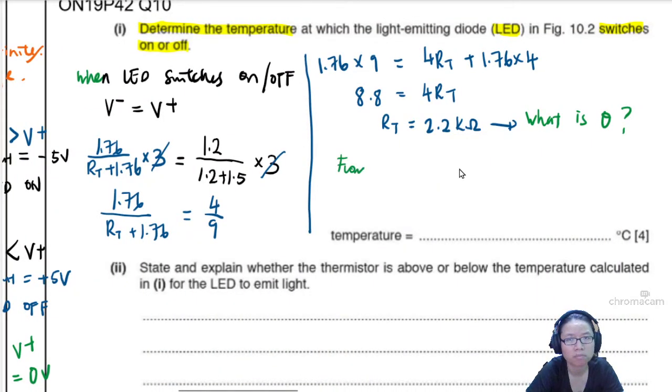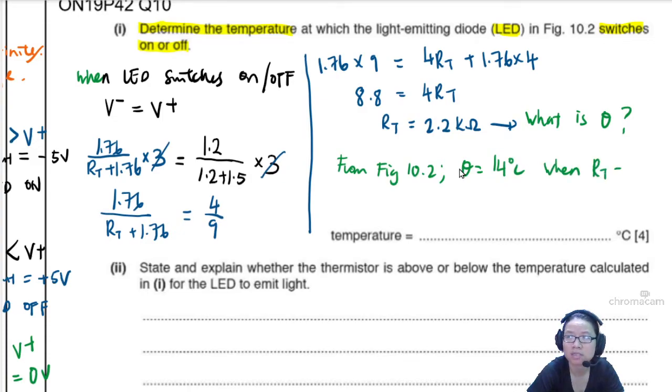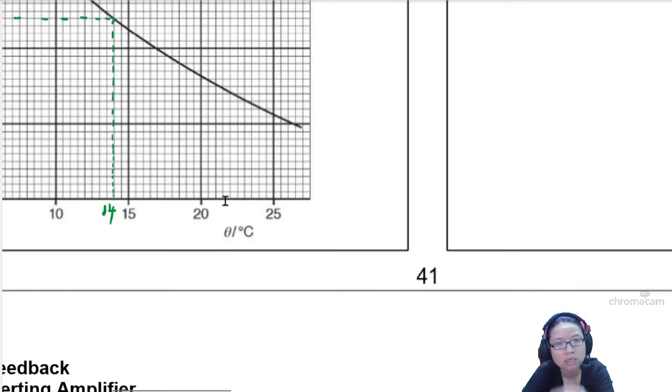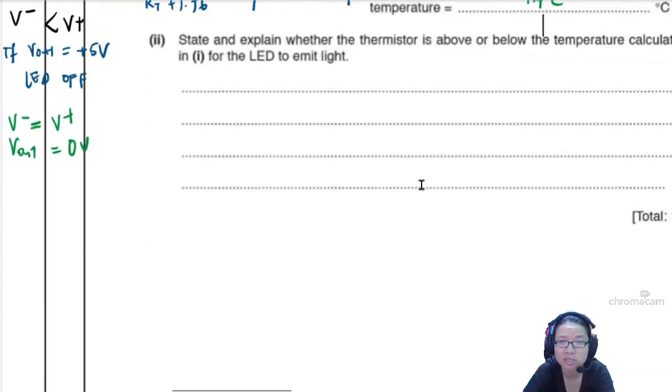From figure 10.2, theta is 14 degrees Celsius when the thermistor is 2.2 kilo ohm. So you can put 14 degrees Celsius. Can you read to 2 decimal places? No, cannot. Your nearest temperature is, I think, 1 degree Celsius. One box here is 0.5. You can put 14.0, but 14 is acceptable as well.